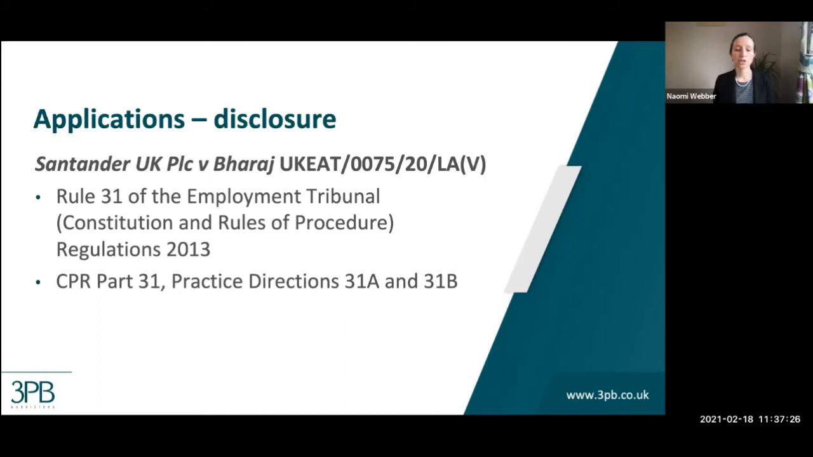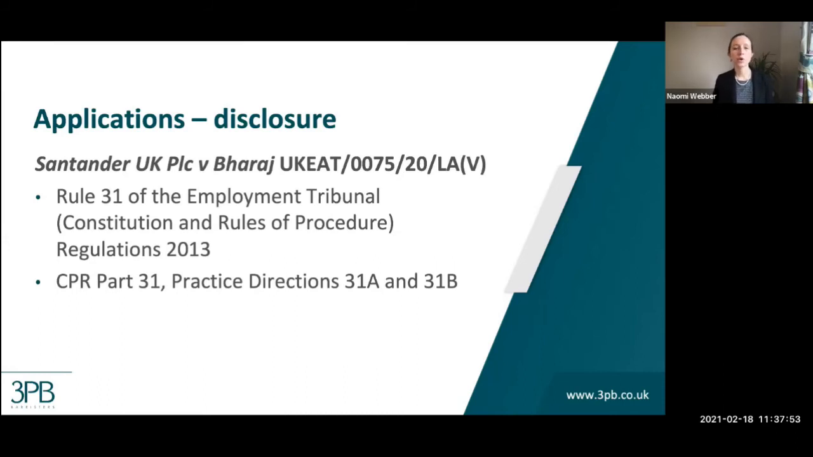The employment judge made an order for specific disclosure for some of these documents, and it was appealed on the basis that the judge hadn't said why these documents were relevant. Now, the EAT allowed this appeal and gave some very useful guidance on disclosure, where a party says that a document is or isn't relevant, relevancy is disputed, and then applications for specific disclosure are made.